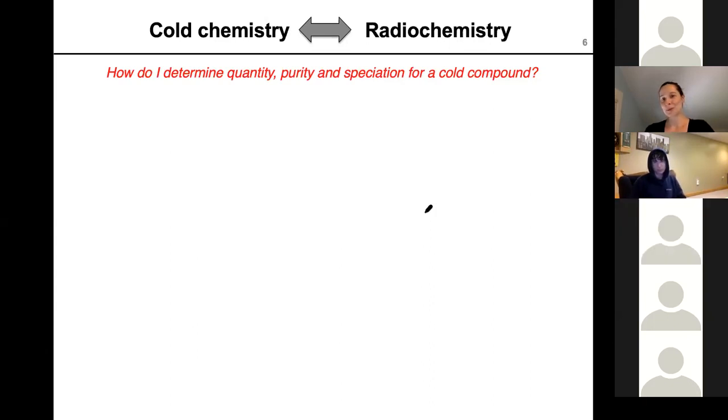So if we now go back and start to contrast again radiochemistry with our macro or cold chemistry, I always try to get you to think about orgo lab, because you learn a lot of purification techniques fairly early in organic lab. If this brings up bad memories, I sincerely apologize. But if you think about the techniques that you learned for quantifying or assessing the purity or the speciation for a cold compound, what comes to mind? What kind of analytical tools?